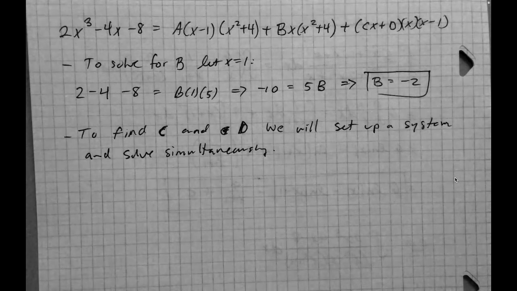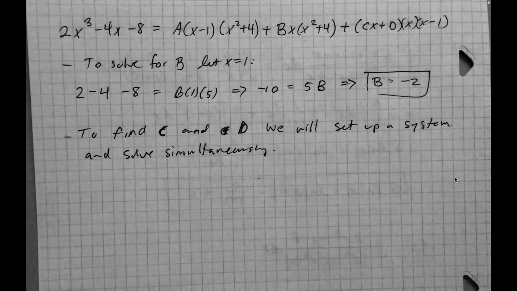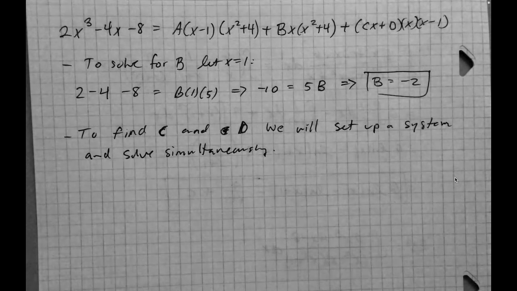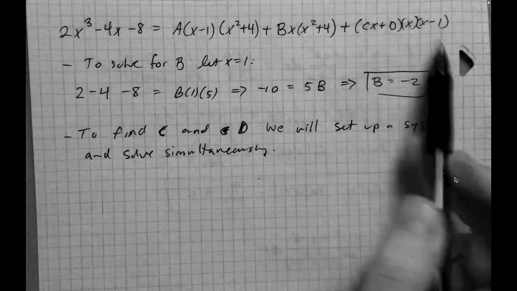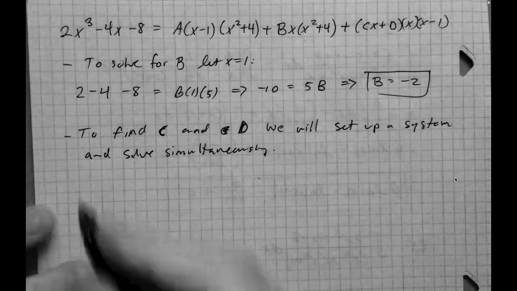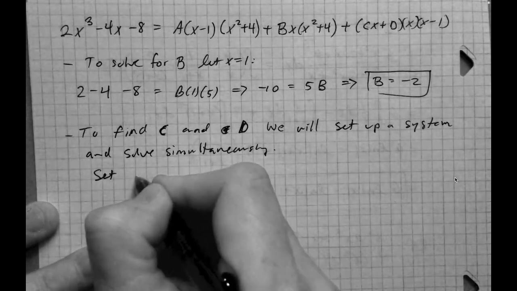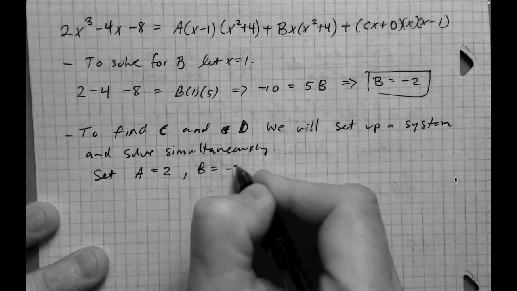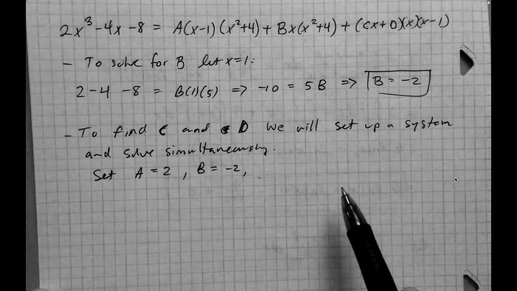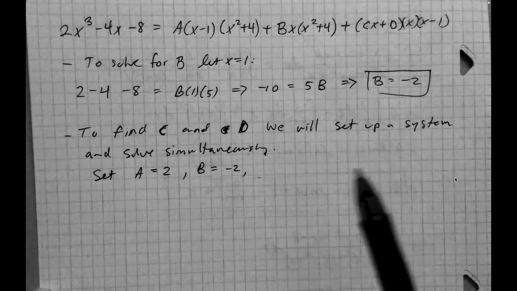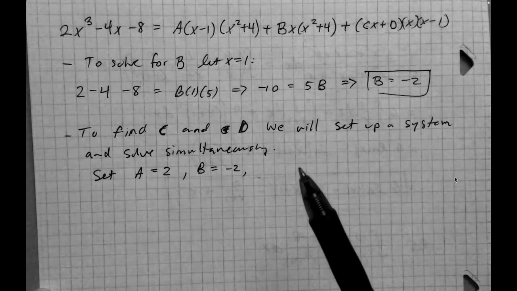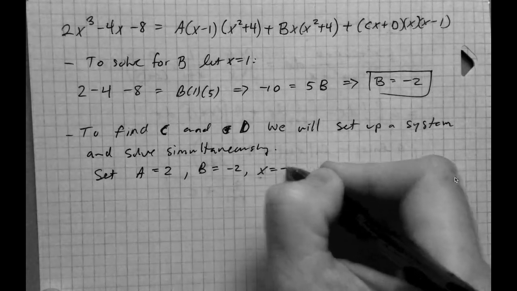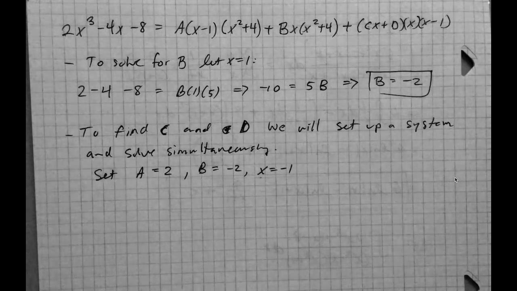Well, we'll use our value of a and our value of b and some value of x, some value of x that doesn't turn the c and d term into 0. So let's see, what do we find for a? A was equal to 2, b is equal to negative 2, and then we just have to think about an x that'll work here. So we can't use 1 and we can't use 0, so what about negative 1? We'll set x equal to negative 1 and see what happens, okay?